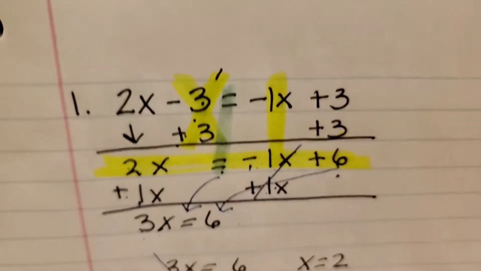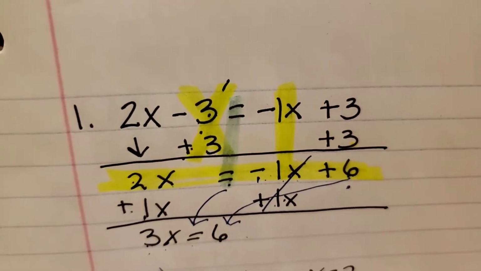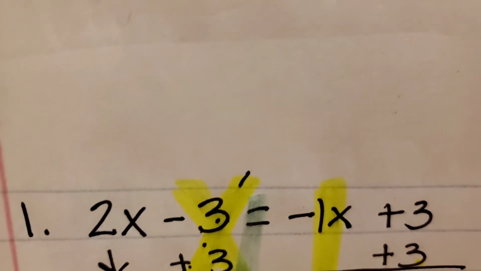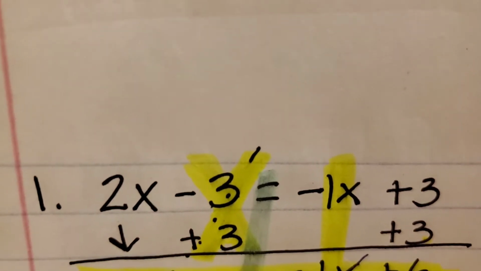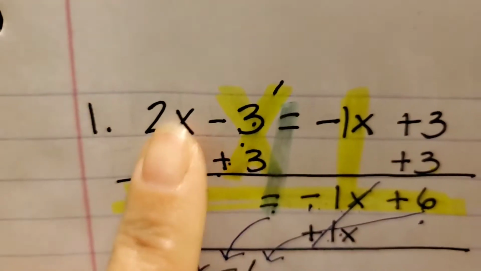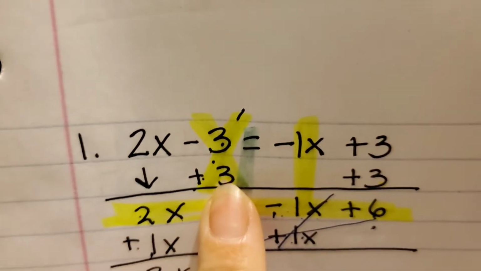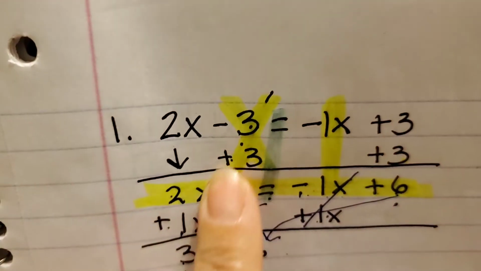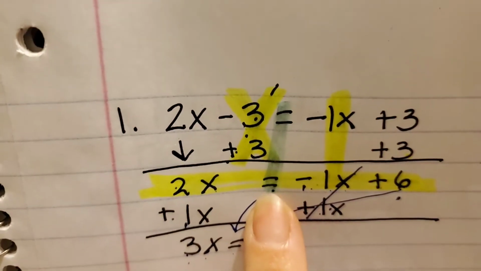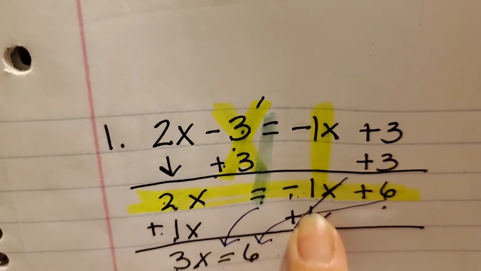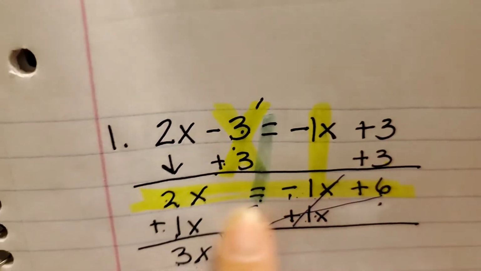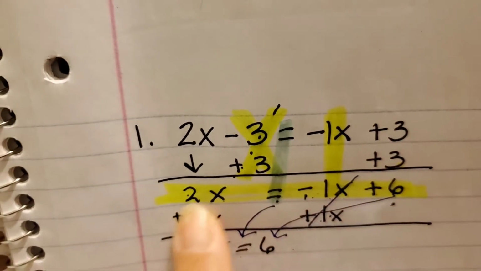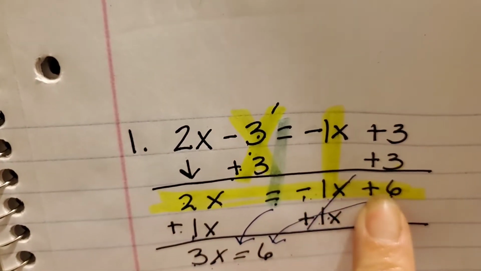The next problem, we have 2x minus 3 equals 1x plus 3. So if we look at this, we can see that we can't combine anything. We don't need to. So let's move that 3 over to the other side to get this x here by itself. So plus 3, plus 3. So I bring down my 2x, I cross this out, bring down my equal sign, bring down my negative 1x, and add these up. So I'm looking at this line here. So now I have 2x equals negative 1x plus 6.